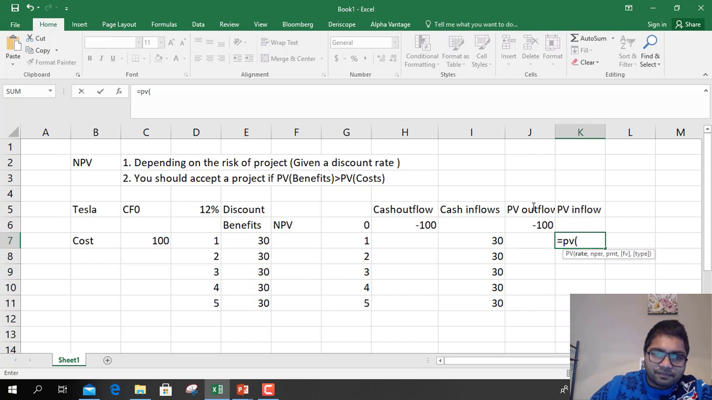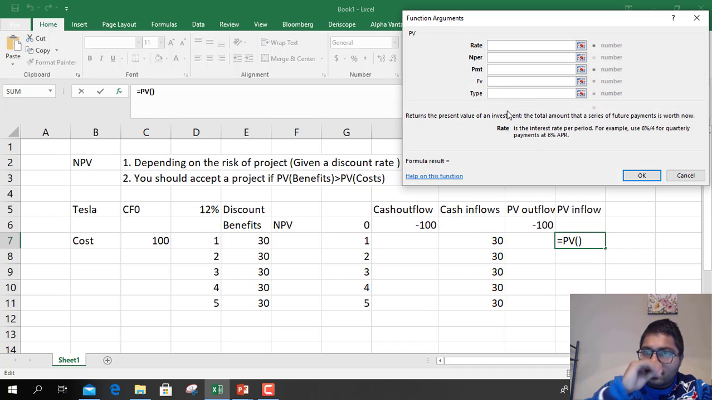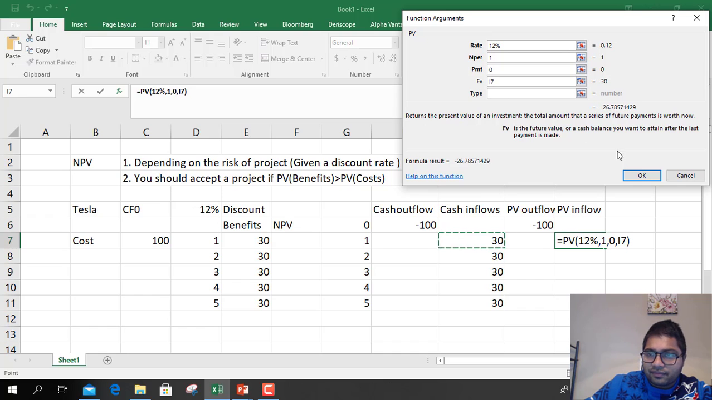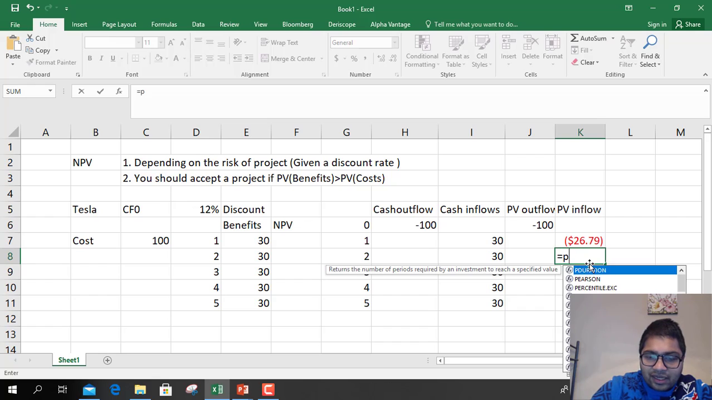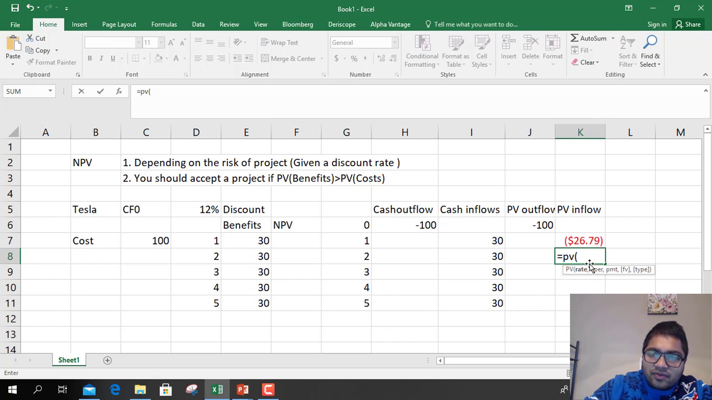So PV. Rate, I'm clicking the FX, present value, rate of return 12%. Cash inflow is happening in year 1. So N per 1, payments 0. Value is FV, that is 30. Okay. So 26 is the value of cash flow happening at the year 1 end. Same way you will calculate present value for all these cash flows.